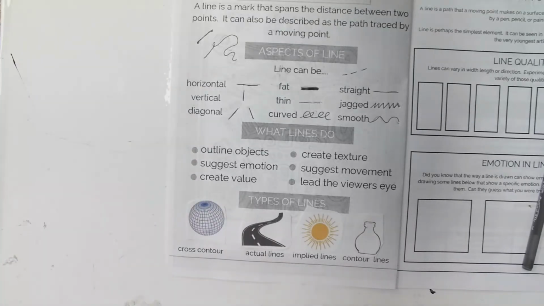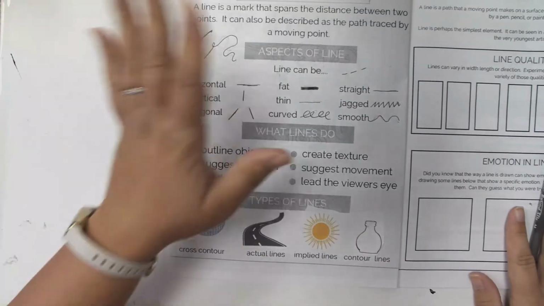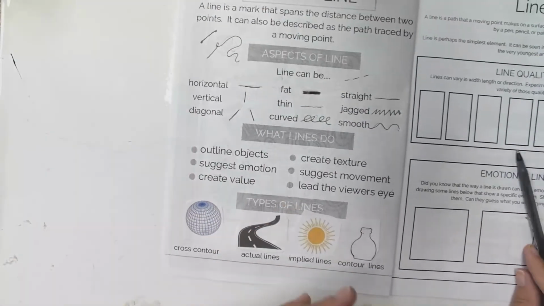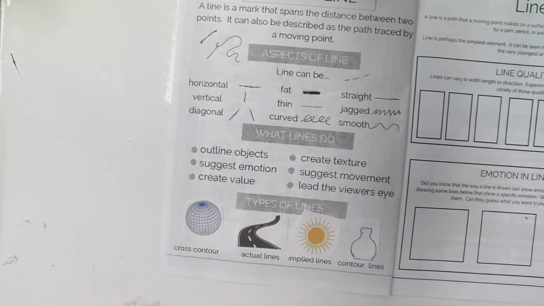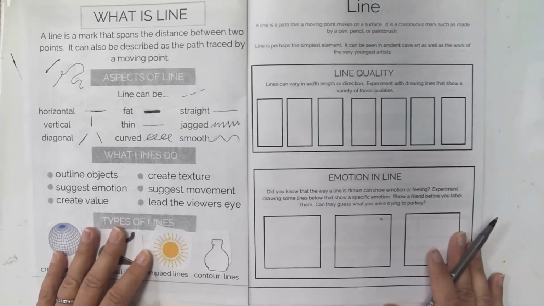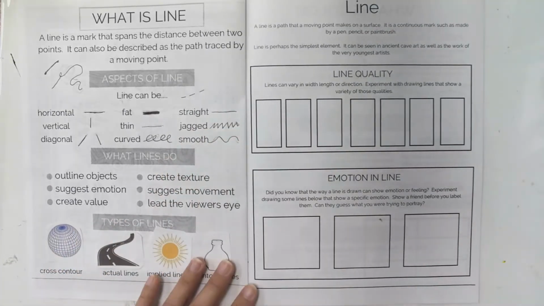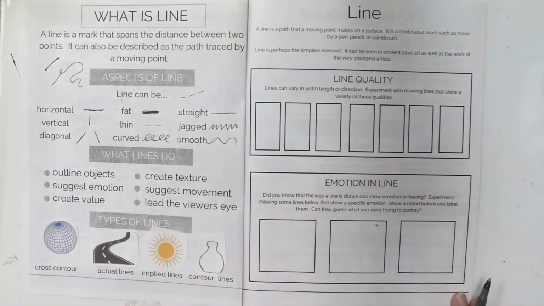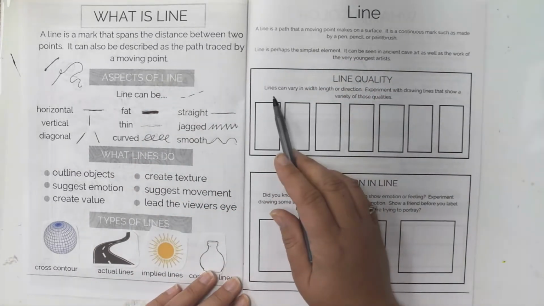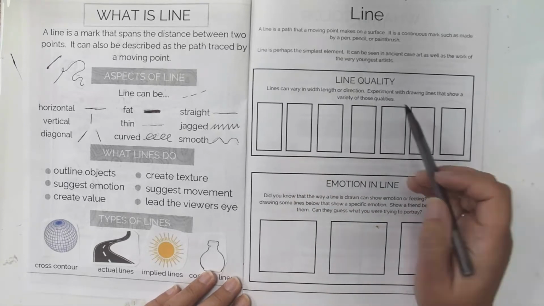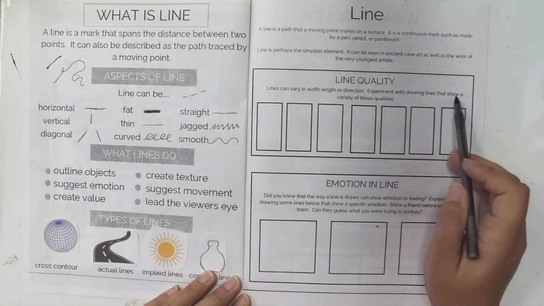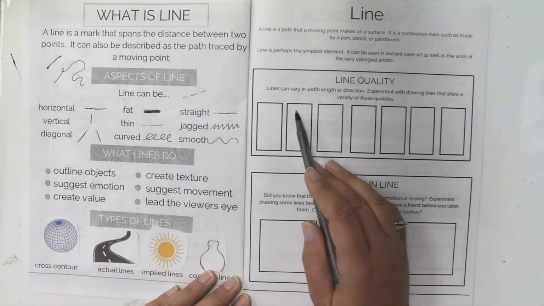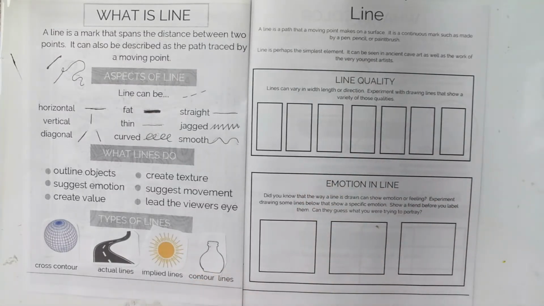All right. Let's move on. So we're going to move to the next page. So hopefully between this and your video that you've just watched, we kind of get the idea of what a line is and what it looks like. Now let's move over. So what you're going to do is on this page, you are going to create some stuff in these. Okay, so first one, it says lines can vary in width, length, and direction. Experiment with lines, drawing lines that show a variety of those qualities. So what you're going to do is you're going to create a section with different kinds of lines.